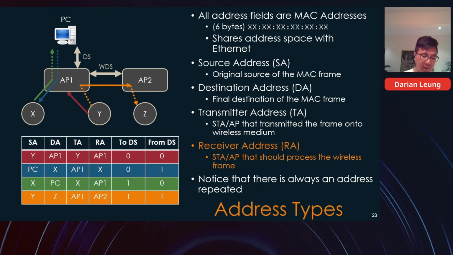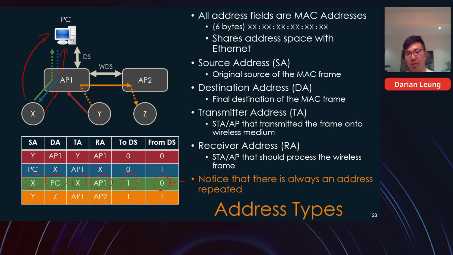So let's take a look at an example where station X wants to send a MAC frame to the PC. What will happen is that station X will send a Wi-Fi frame to the AP. The AP will then convert that to an Ethernet frame and forward it to the PC. So within the Wi-Fi frame, it's heading towards the distribution system and not from the distribution system. So we'll need to look at the green row for what the addresses should be. The source address is station X and the destination address is the PC. But the transmit address is station X and the receiver address is AP1. The rest of this table shows what each address type means for each direction of Wi-Fi frame.